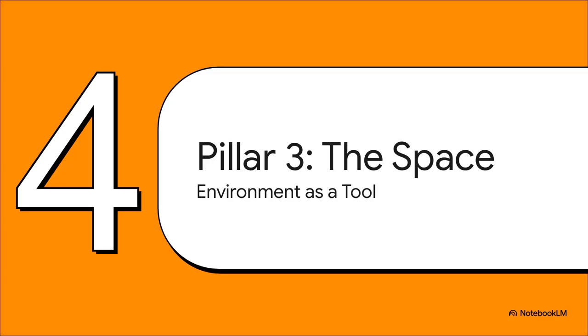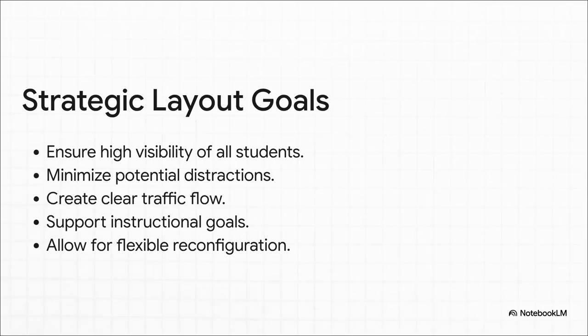Our third pillar is something that's super powerful but often gets overlooked, the physical environment itself. The way you arrange your classroom is a management tool, and it has a huge impact on student behavior and learning. Every single decision, where you put the desks, how you organize materials, where the major traffic lanes are, it all has to be intentional. The goal is to maximize your visibility so you can see everyone, minimize distractions as much as possible, and create a really flexible space that actually supports the kind of learning you want to see happen.